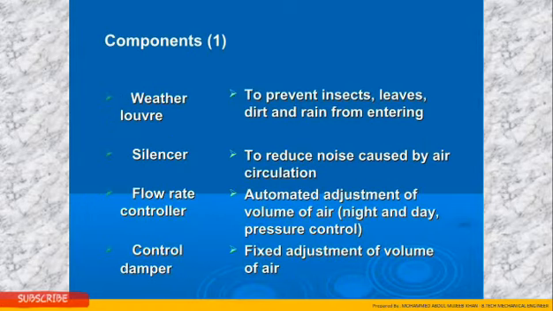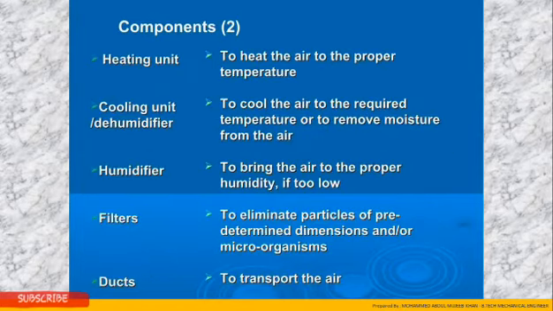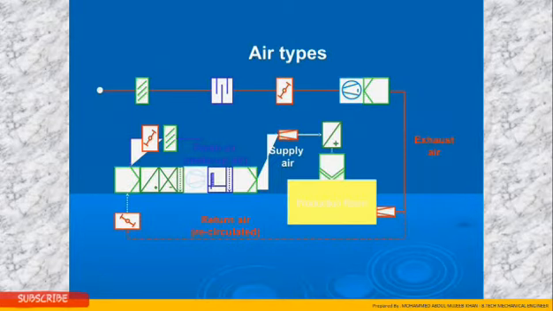The major components are weather louver, the silencer, the flow rate controller, and the control damper. Heating unit, cooling unit or the dehumidifier, humidifier, filters, and ducts. Air types.